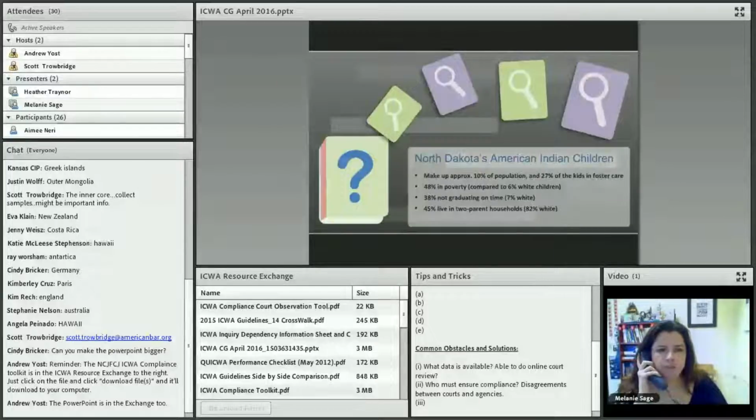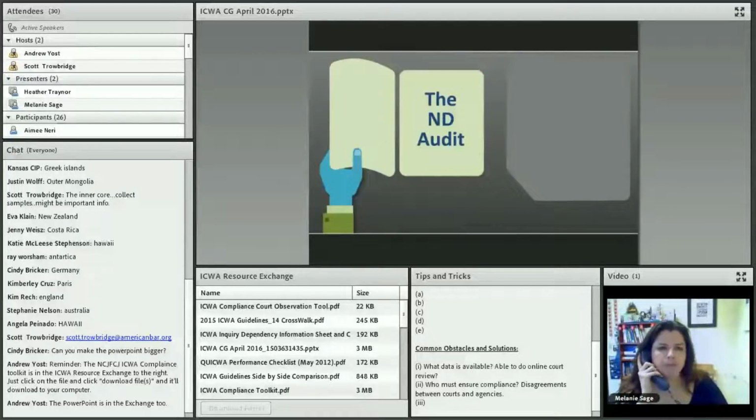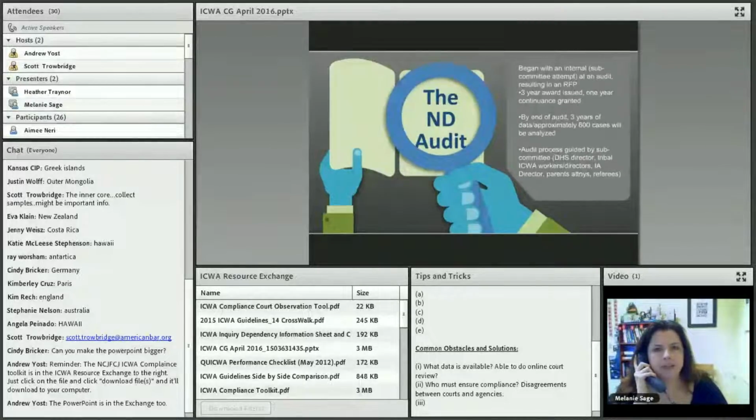So that gives you a little bit of a frame of reference about the situation in our state. And it is one of the reasons that we have an ICWA subcommittee in our court improvement project, who really wanted to explore and dig into some of these issues related to disproportionality and see what we can do about changing this situation in our state.